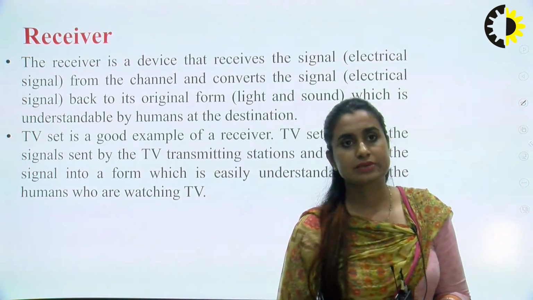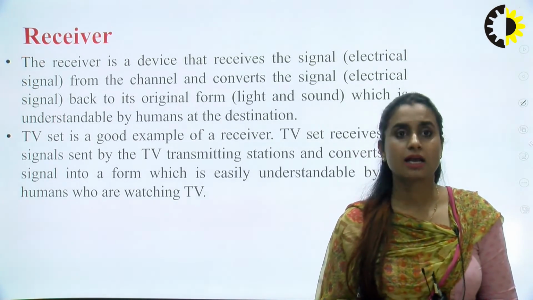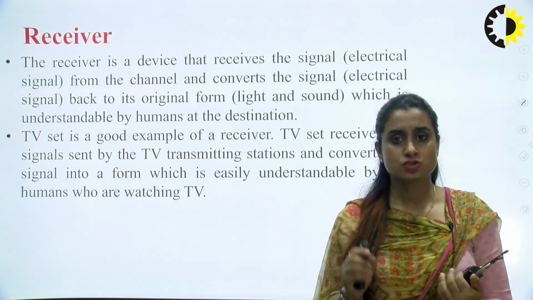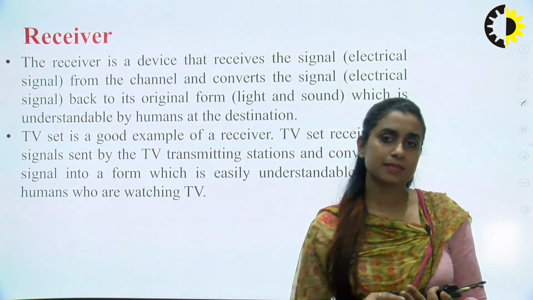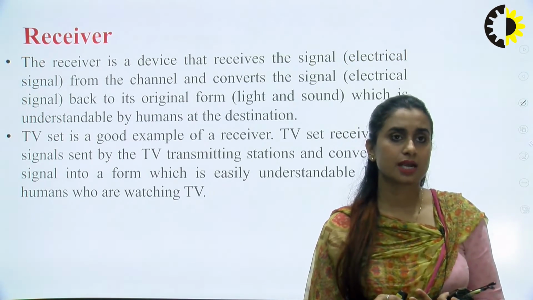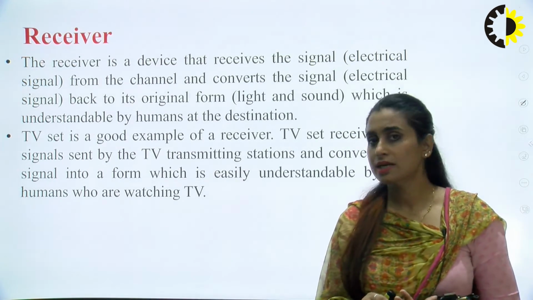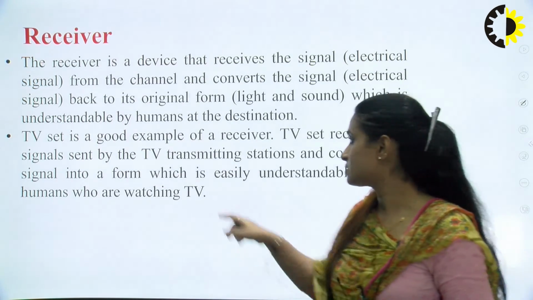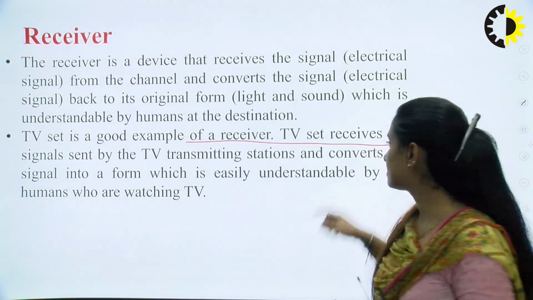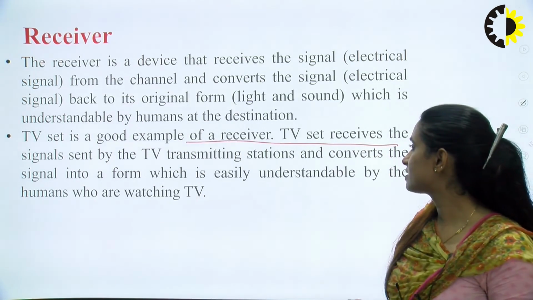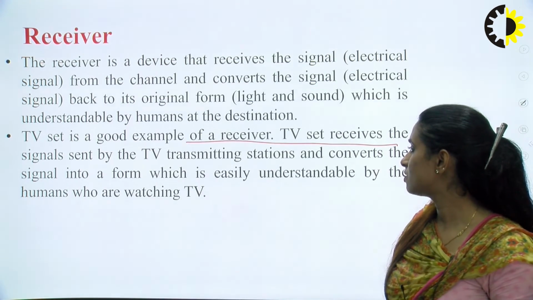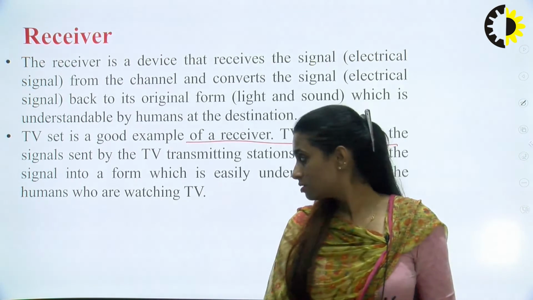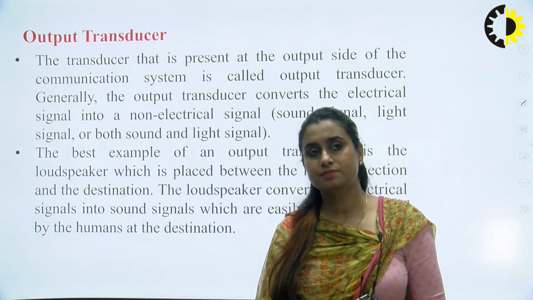What is the receiver? Receiver is a device that receives the signal from the channel and converts the signal back to its original form. So, if modulation and multiplexing has occurred at transmitter, then at receiver, demodulation and demultiplexing will occur. Right? TV set is a good example of a receiver. TV set receives the signal sent by the TV transmitting section and converts the signal into a form which is easily understandable by the humans who are watching TV.